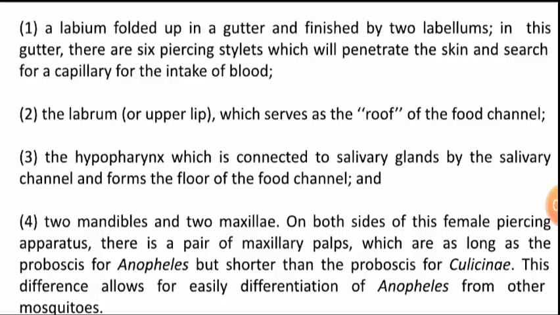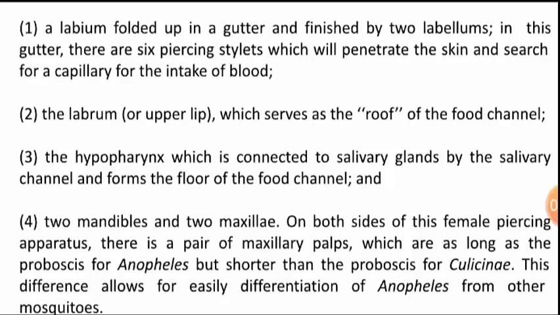In this gutter, there are 6 piercing stylets, which will penetrate the skin and search for a capillary for the intake of blood. Number 2, upper lip, which serves as the roof of the food channel. And 3, hypopharynx, which is connected to salivary glands by the salivary channel and forms the floor of the food channel. And finally, 2 mandibles and 2 maxillae on both sides of this female piercing apparatus.